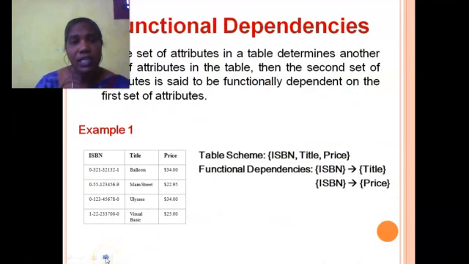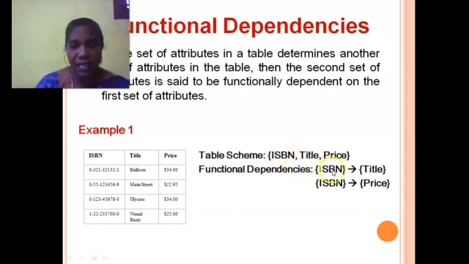What does functional dependency mean? When one set of attributes in a table determines another set of attributes in the table, the second set of attributes is functionally dependent on the first set. For example, take the table schema ISBN, title and price. The title is functionally dependent on the ISBN. That is the functional dependency.